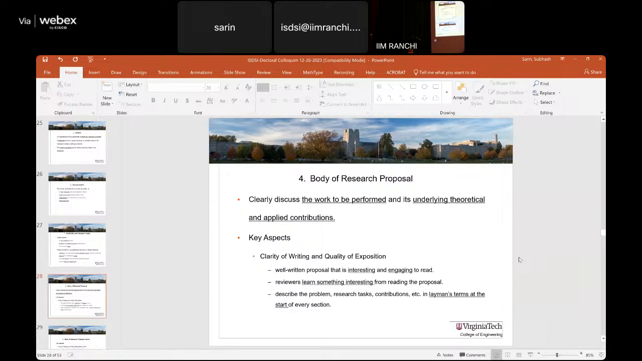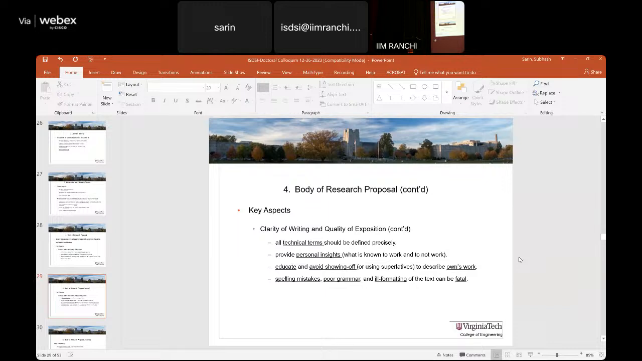Make sure the reviewers learn something interesting from the proposal. A proposal is not a paper, but at the same time, it is like a paper, because the reviewer wants to see something exciting, something new going to happen in this work, and you have to convince them that this is achievable, and that this is going to be good. Describe the problem, research tasks, contributions, etc. in layman's terms, so that everybody can read and understand.